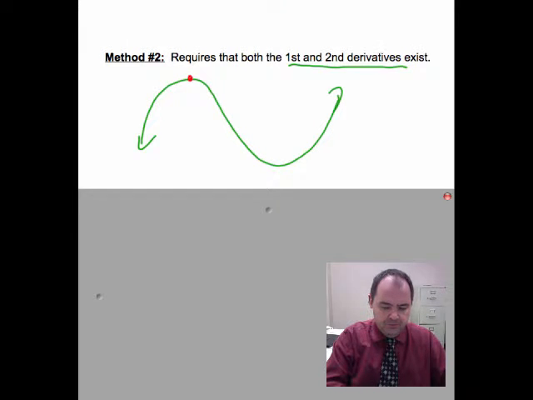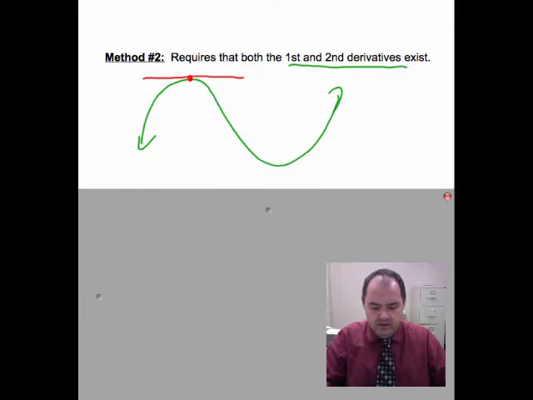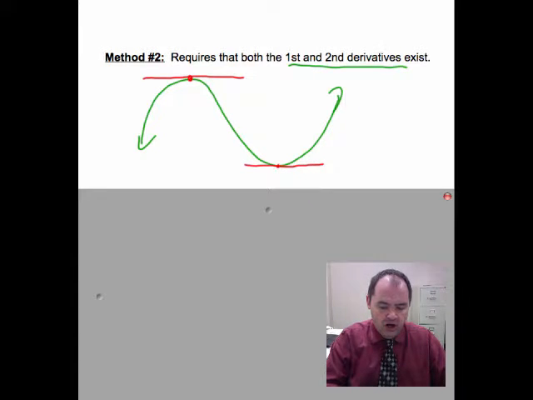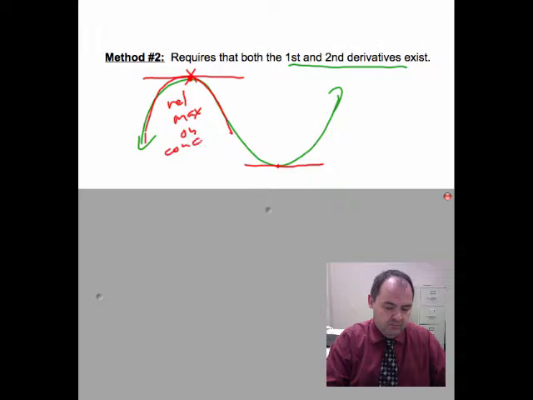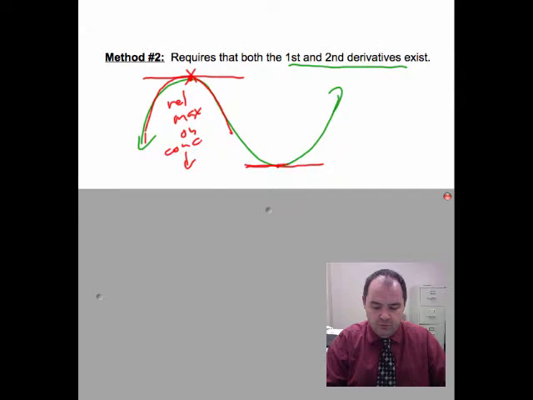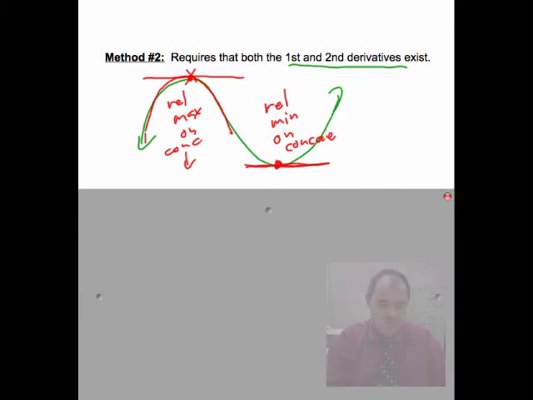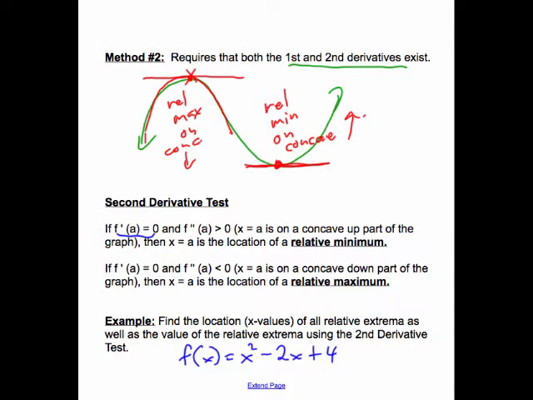If you have a critical point, derivative equaling 0, and you are on a concave down part of the graph, then your critical point must be a relative max. If you have a critical point, derivative equaling 0, on a concave up part of the graph, then your critical point must be the location of a relative min. This is what we call the second derivative test.